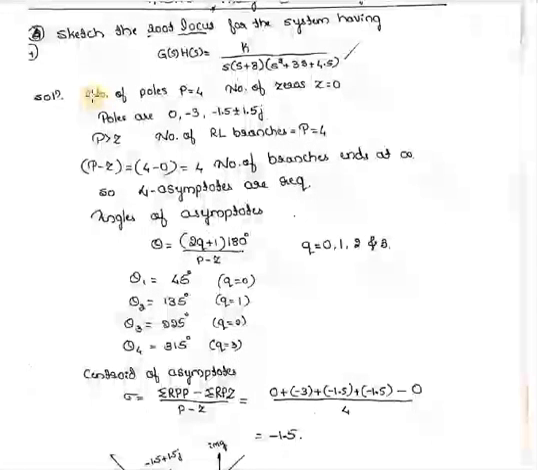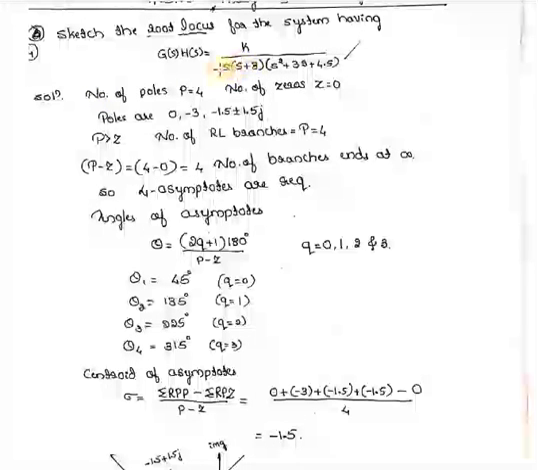The statement is: sketch the root locus for the system having the transfer function K divided by s into (s plus 3) into (s squared plus 3s plus 4.5). It is a similar problem which we have solved already. So, the number of poles we need to identify first.